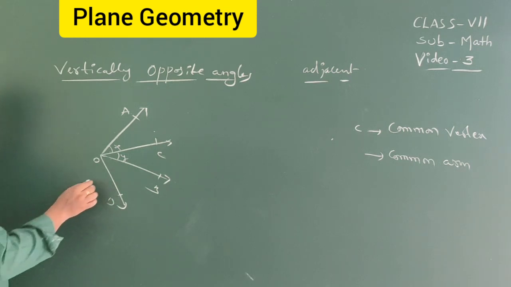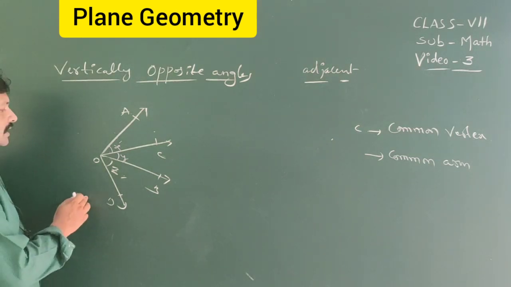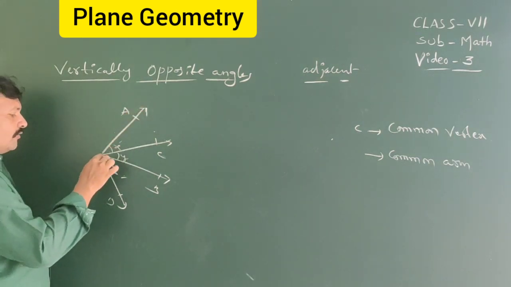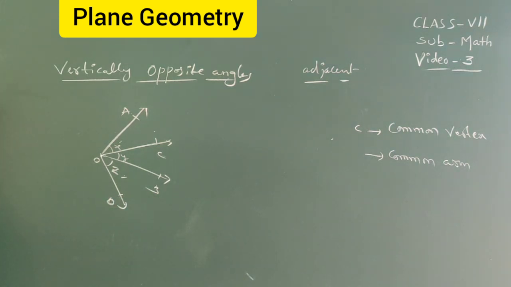Now, can you say X and Z are vertically opposite angles? No. Why? Because here OA and OD are not intersecting lines. First of all, for getting vertically opposite angles, we require intersecting lines. Then a common vertex, and they don't have any common arm. They are called vertically opposite angles.